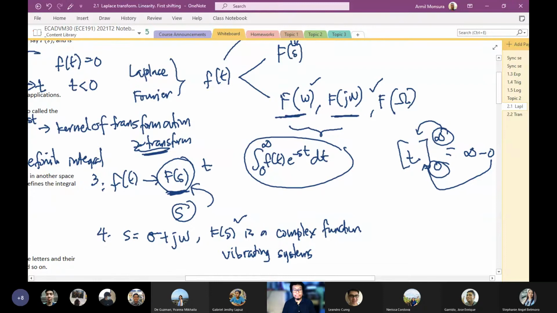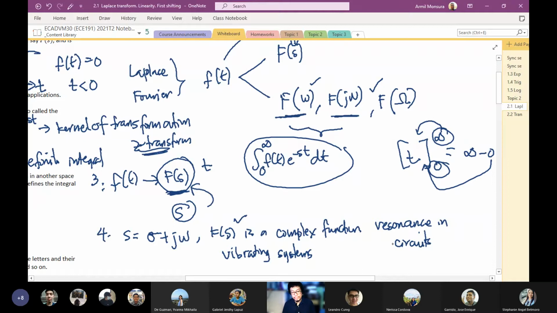Another application, and this is good because you don't have circuits yet, so I may be the one opening up the idea of, for example, resonance in circuits. I will open up that idea to you.